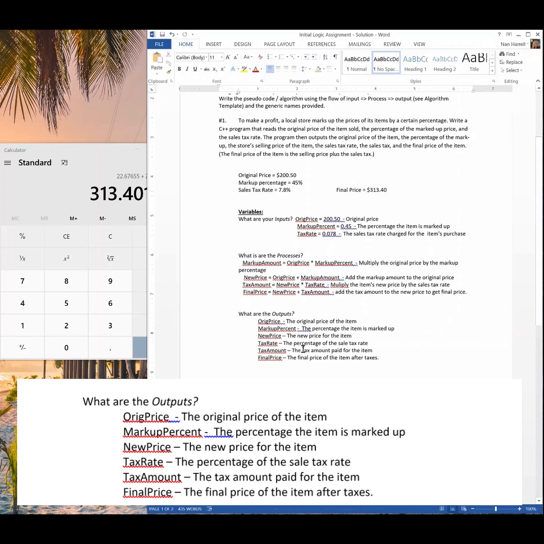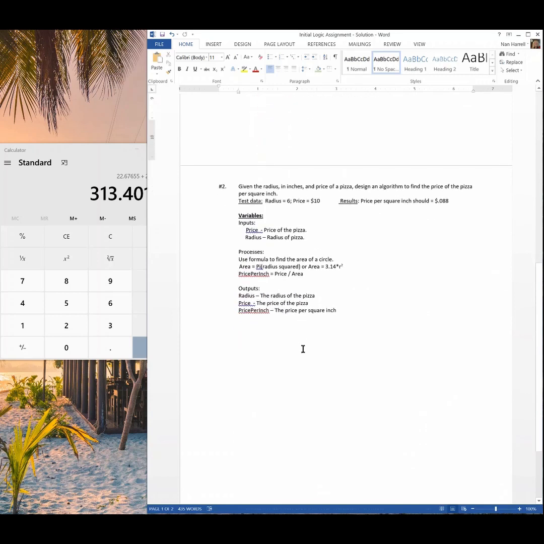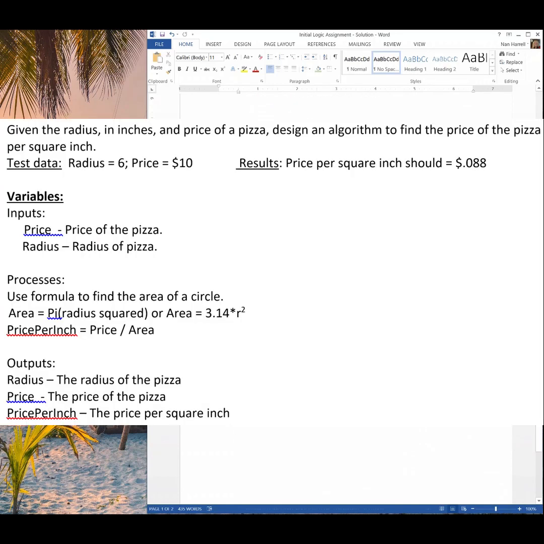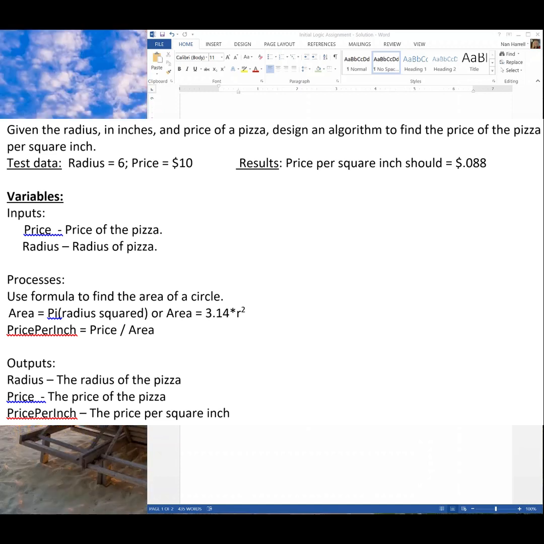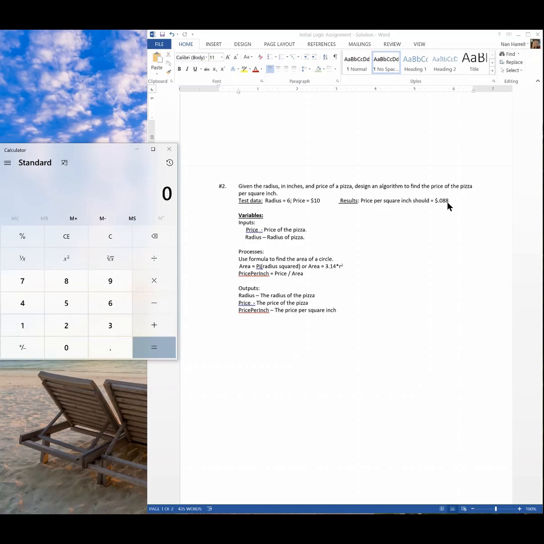So now let's go to problem number 2. Given the radius in inches and the price of a pizza, design an algorithm to find the price of the pizza per square inch. Well, first of all, let me clear my calculator. First of all, we know the radius is 6 and we know the price is $10. Now we need to make sure our answer is 0.088. How do you determine the area of a circle? Because our pizza is a circle. Do you remember? Area equals pi times the radius squared.